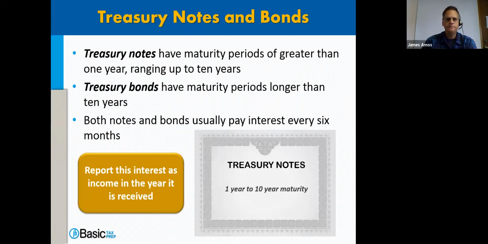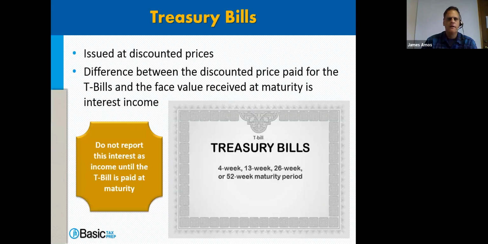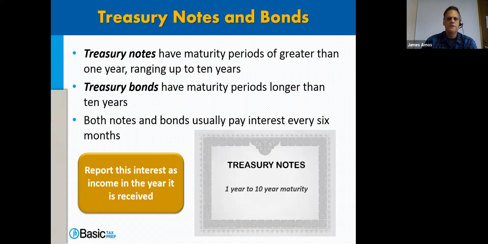That's a bill. Treasury notes have a maturity date that ranges from 1 to 10 years. Treasury bonds have maturity periods longer than 10 years. So just to be clear, bills are less than a year. Notes are 1 to 10 years. Bonds are 10 or longer.